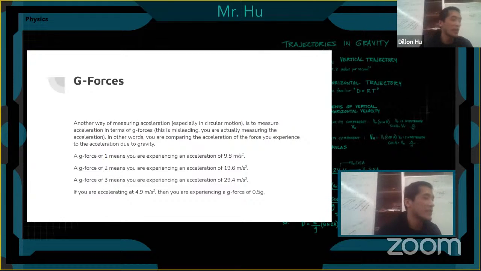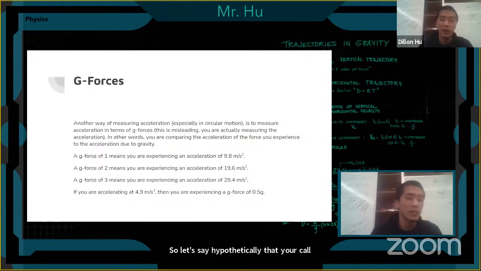So let's say hypothetically that your car was going around in a circle, and the centripetal acceleration on the car was 9.8 meters per second squared. That would mean you would feel a G-force of 1.